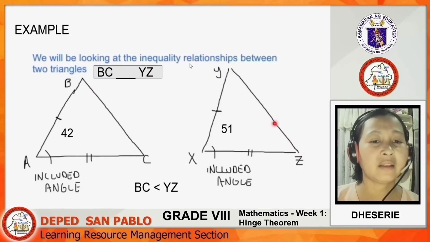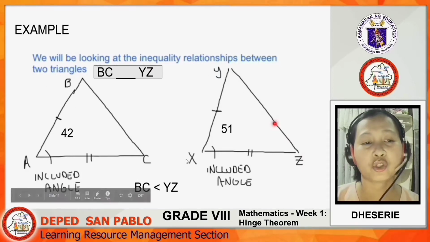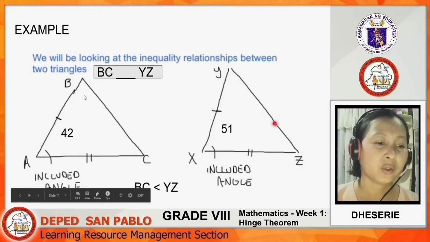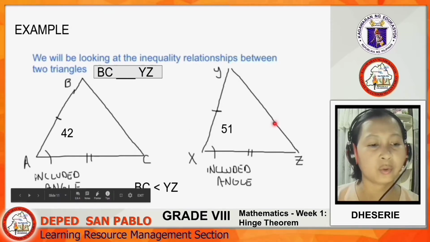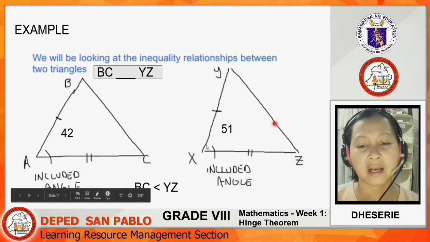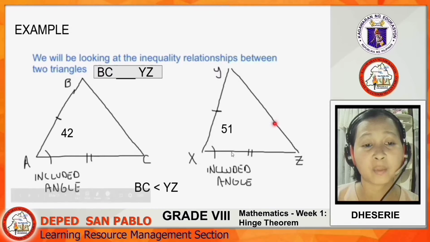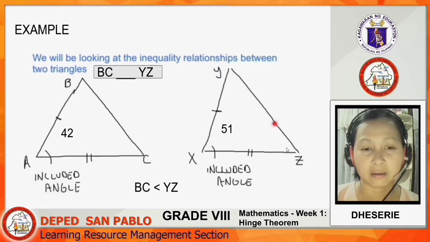We will be looking at the inequality relationships between two triangles ABC and triangle XYZ. So you have segment AB and segment XY. They are congruent. And then you have segment AC and segment XZ. Still congruent. And then you have an included angle that measures 42 degrees, and then another included angle X measures 51 degrees. The question is, which among the two of them is longer?